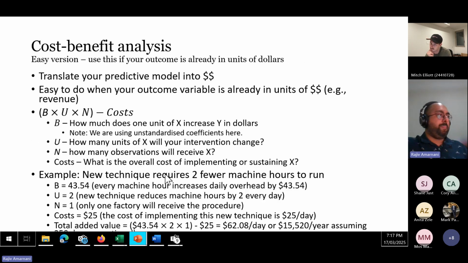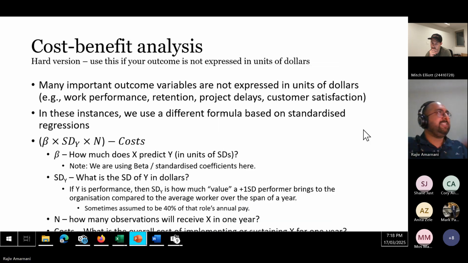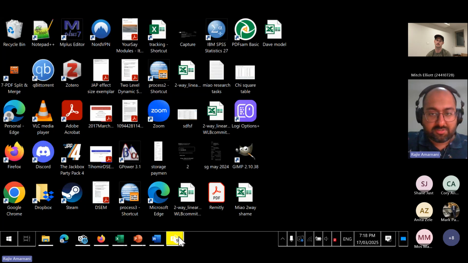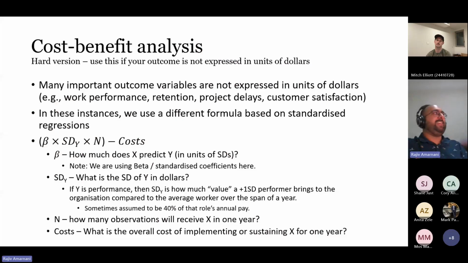Here, how do I get this taskbar to go away? I'm just gonna, whoops. Let me just fix my PowerPoint. Okay, now it should be fixed and you should be able to see everything. Sharing screen again. Whoops. No, wrong screen. Sharing screen. Okay, we're back.